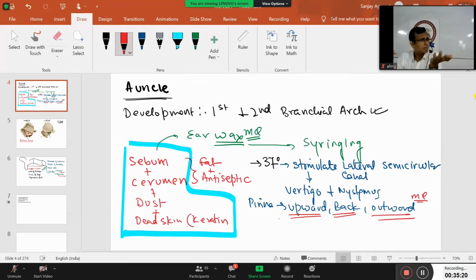Have you read Bailey? You must be reading Bailey and Love. Love se naam aata hai. Bailey bola to nahi aaya. Love bola to hai. Bailey and Love. Surgery book. It talks about a foreign body in the rectum. A very funny chapter, because it's a surgery book. And Bailey is a very funny book to read.